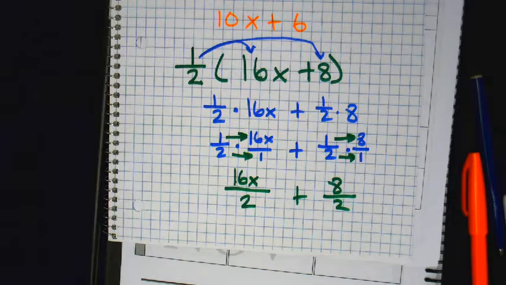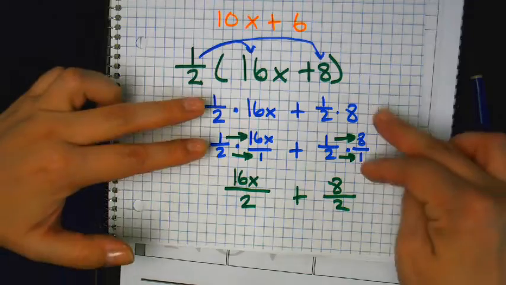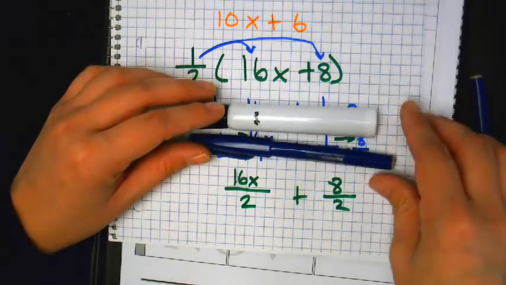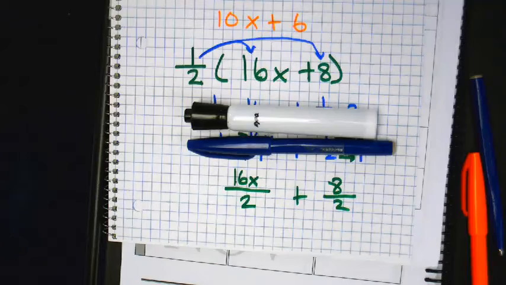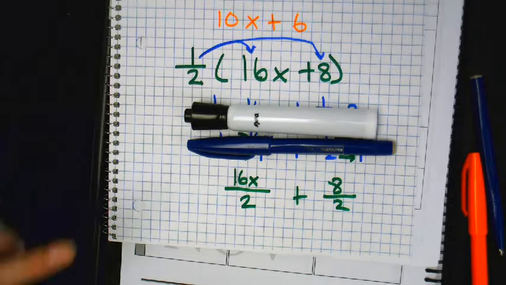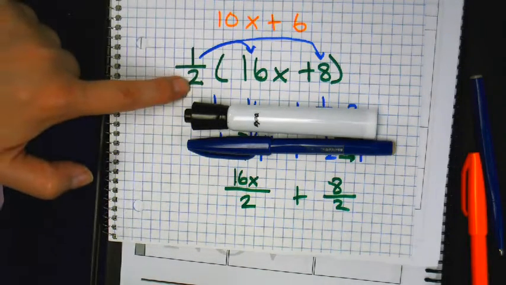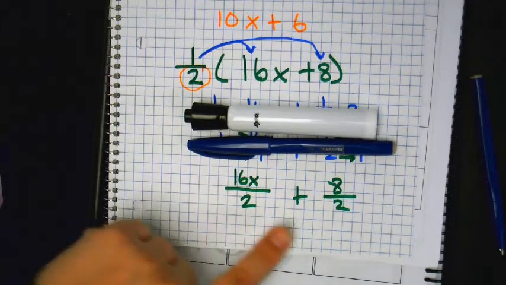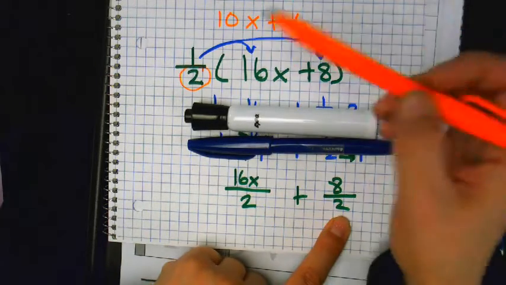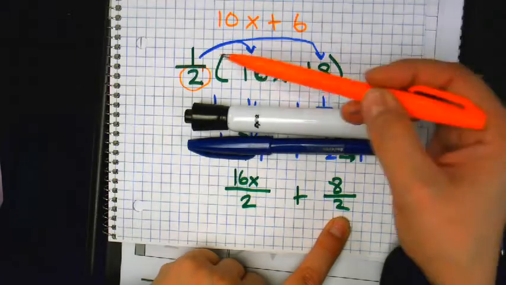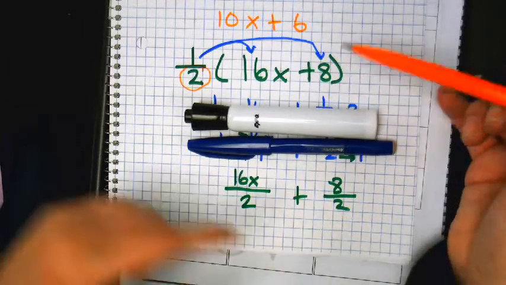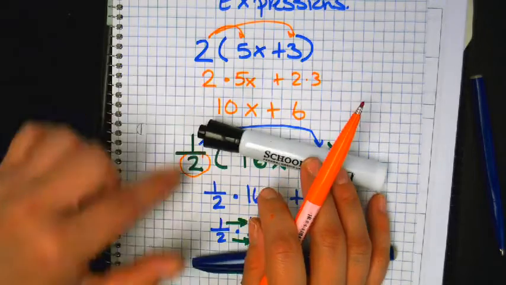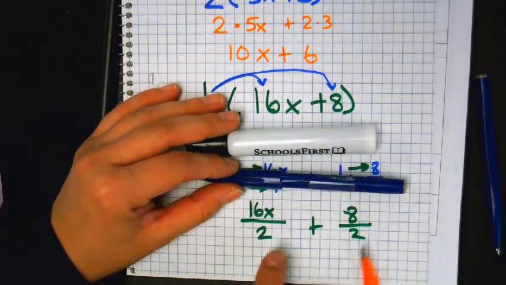To be honest, this part right here, I would rather you do it in your head. And I would rather you realize that all we did was put this bottom number under it. So we took this number and put it under the 16, and this number and put it under the 8. So instead of putting it next to it, because it's a fraction, we're going to put it on the bottom.